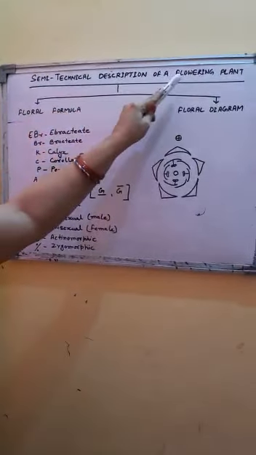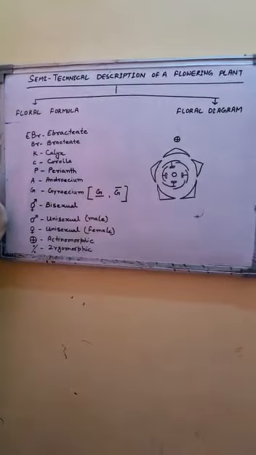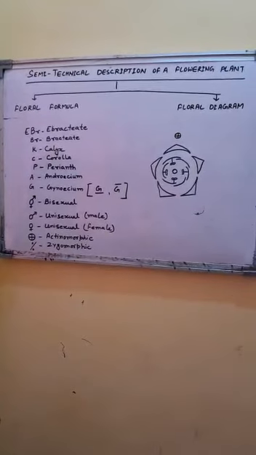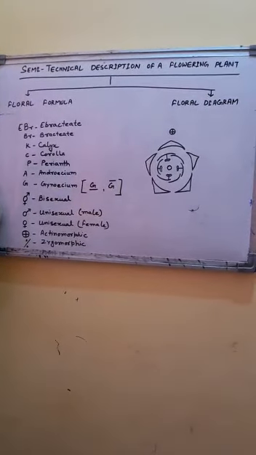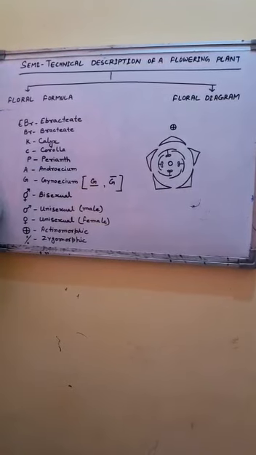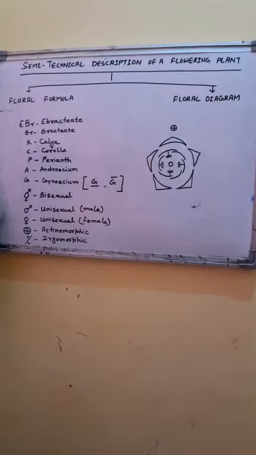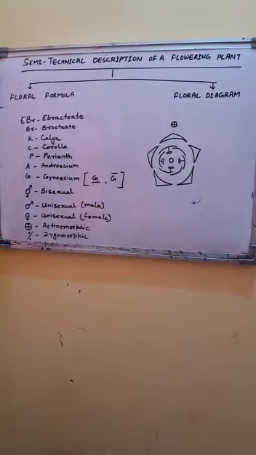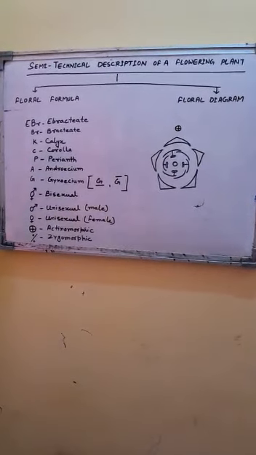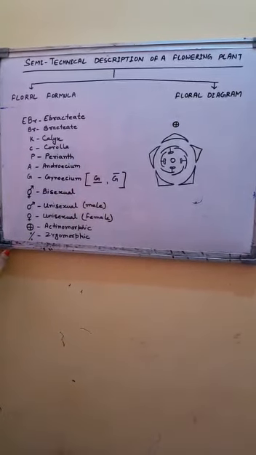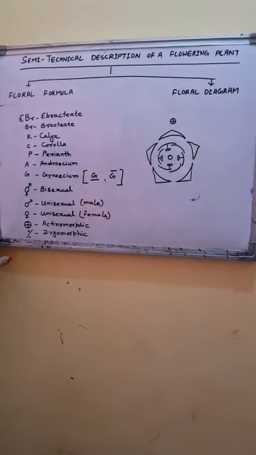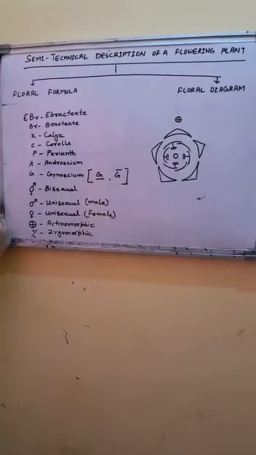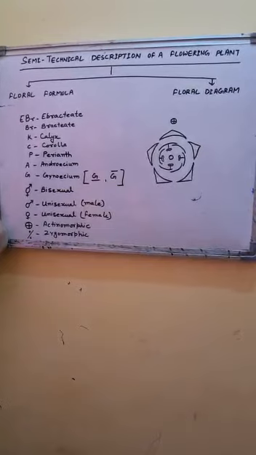Semi-technical description of a flowering plant. Till now we have studied various parts of a typical flowering plant. Various morphological features are studied to describe the characteristics of a particular plant. These morphological features are the identification or speciality of a particular type of plant. This description includes habit, floral parts, number of floral parts, their arrangement with themselves, their attachment with other floral parts, etc.